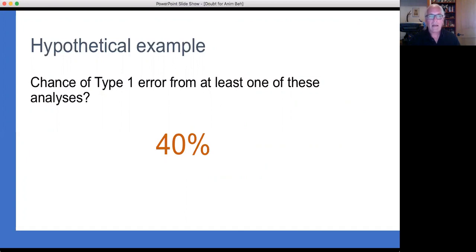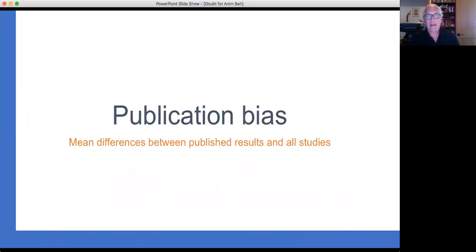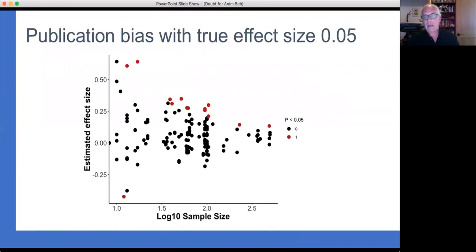Okay, let me segue overly quickly to another thing that I've been asked to talk about, and that's publication bias. This is a difference between the results and studies that appear in published sources compared to all the studies that have been done. Here's a simulated example of this, but I'll inform this with data from studies of science. Each dot's a study. Along the x-axis here is the sample size of that study, and the y-axis is the estimated effect size of something from that study.